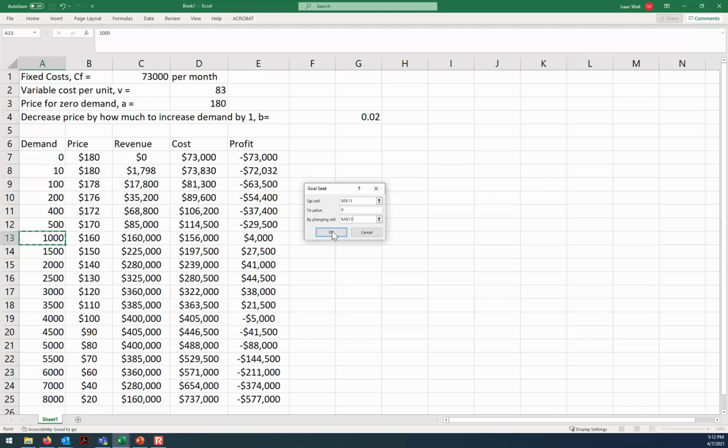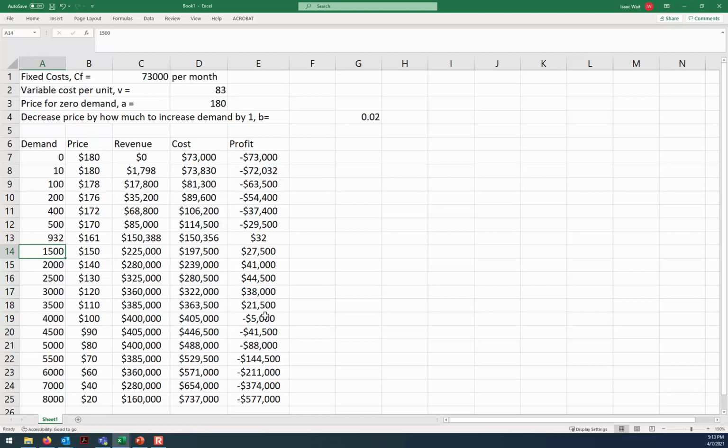But if I click OK, it's going to go find the exact number of units associated with 0 profit. Now, of course, you can't sell a fraction of a unit, so the first profitable demand, the first break-even point, would be 932, because if you sell 932, you get a little profit. If you sell 931, you've lost money. So 932 is the least number of units you can sell per month to be profitable.